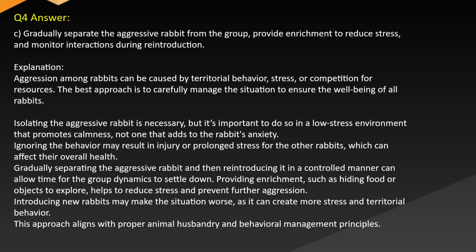Ignoring the behavior may result in injury or prolonged stress for the other rabbits, which can affect their overall health. Gradually separating the aggressive rabbit and then reintroducing it in a controlled manner can allow time for the group dynamics to settle down. Providing enrichment, such as hiding food or objects to explore, helps to reduce stress and prevent further aggression. Introducing new rabbits may make the situation worse, as it can create more stress and territorial behavior. This approach aligns with proper animal husbandry and behavioral management principles.